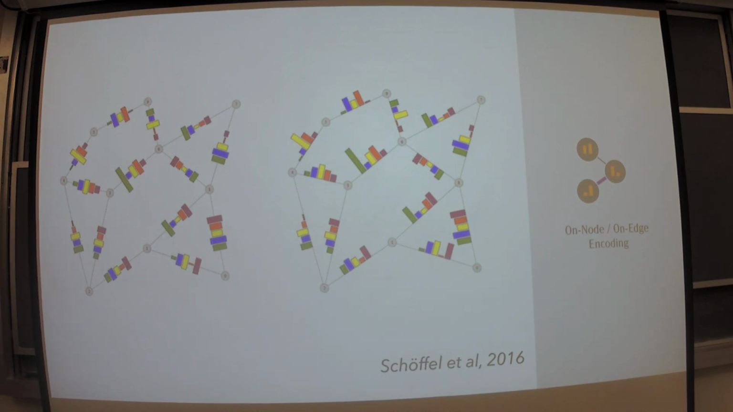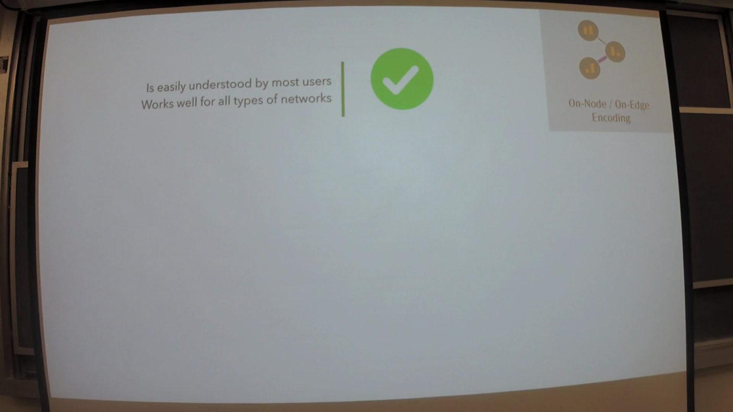I didn't really find any real-world usage of this. This is more of a technique paper, but it does show the possibility of showing more than just the two that I've shown you so far, which is width and potentially color of the line itself. So overall, the on-node encoding is the most used, and therefore it is the most easily understood by most users.